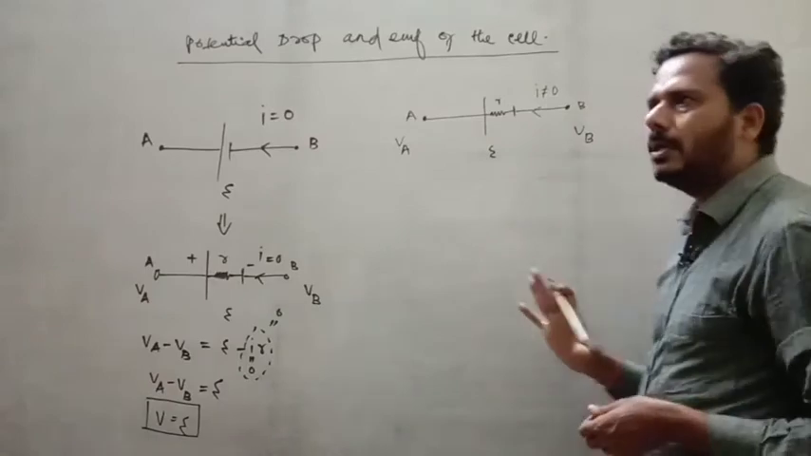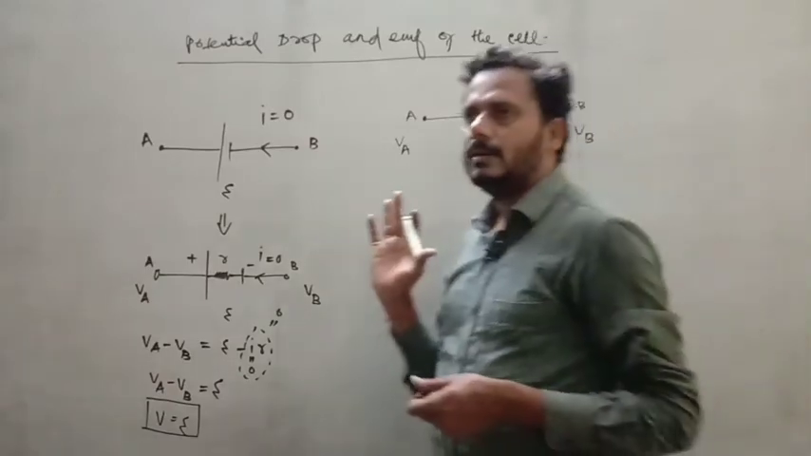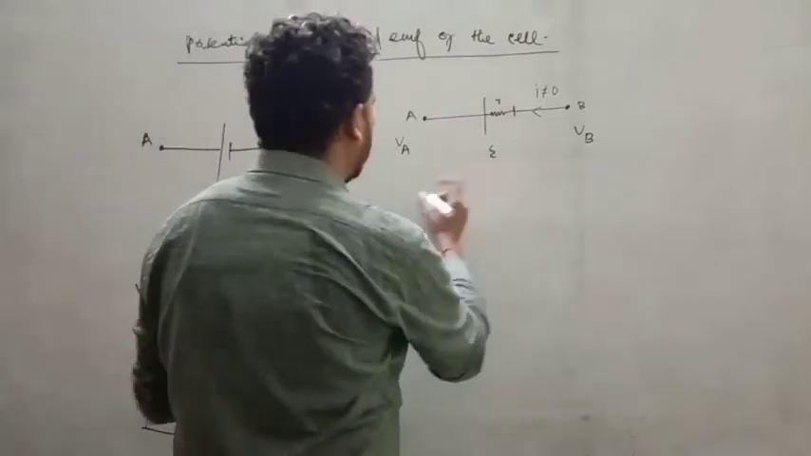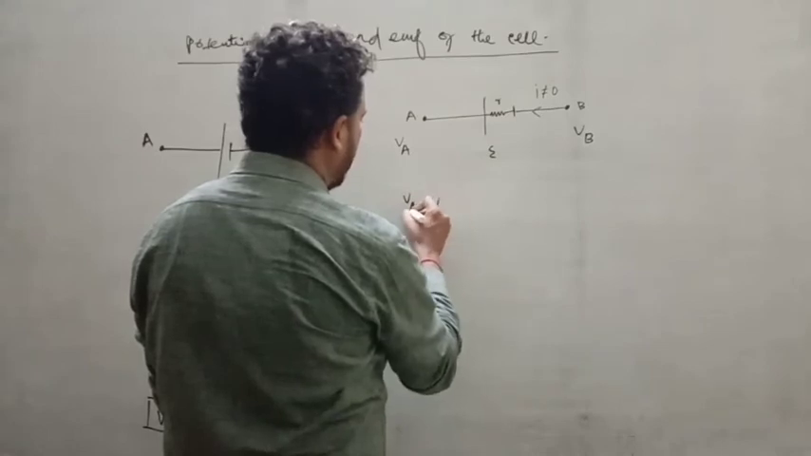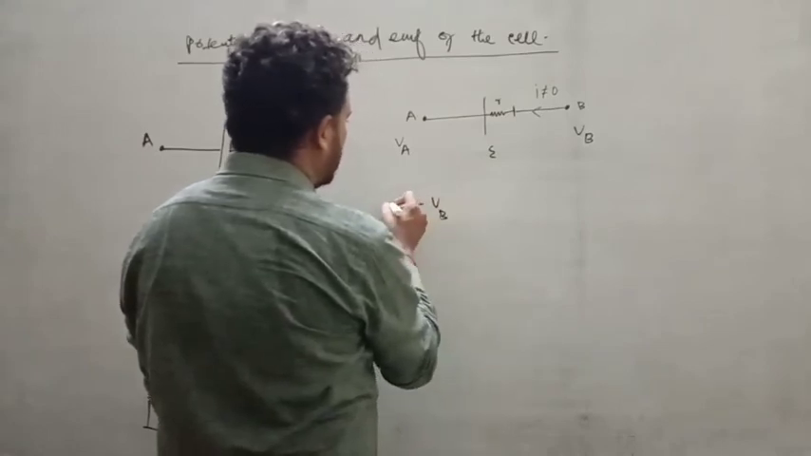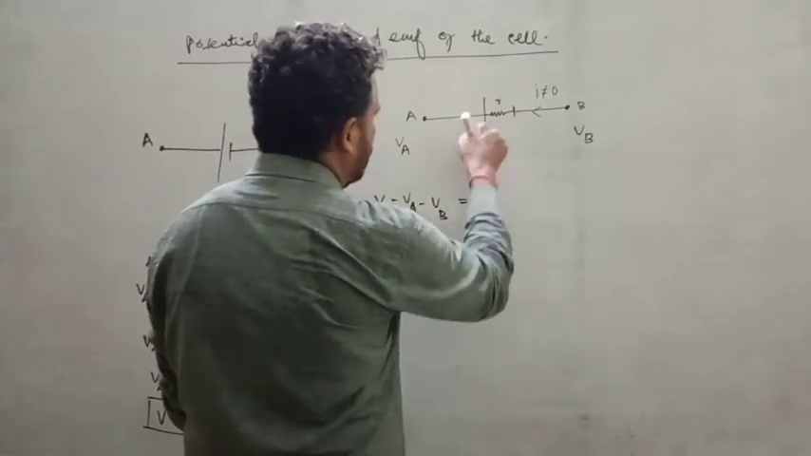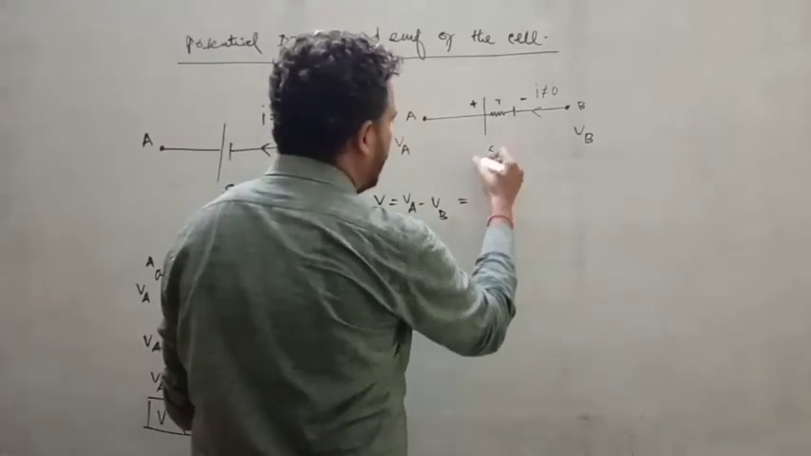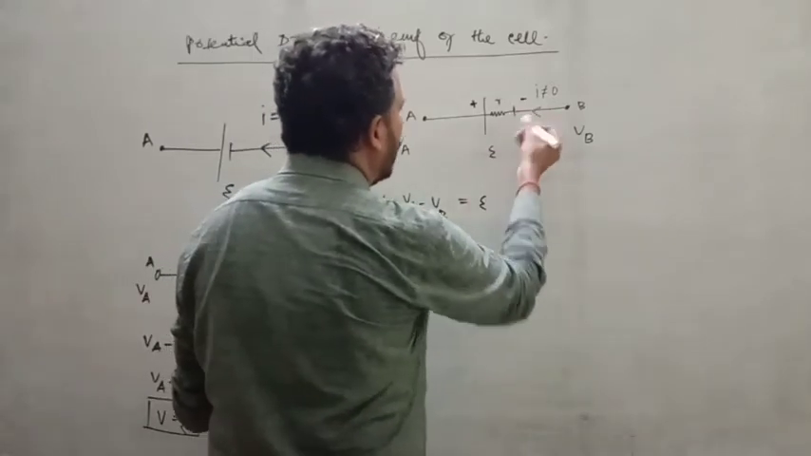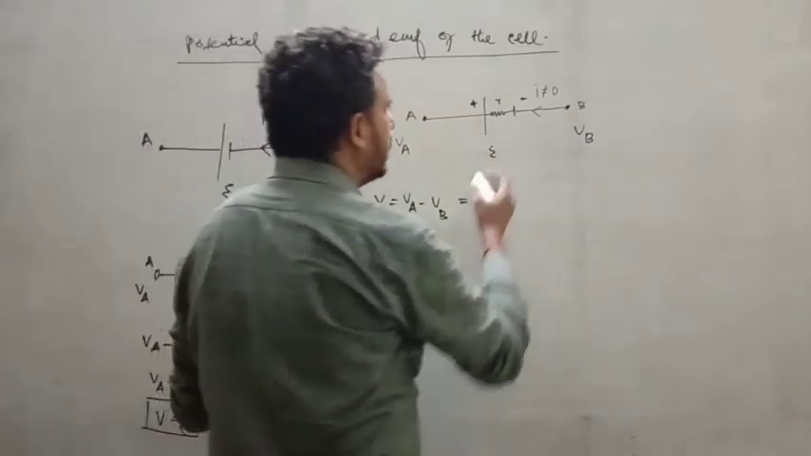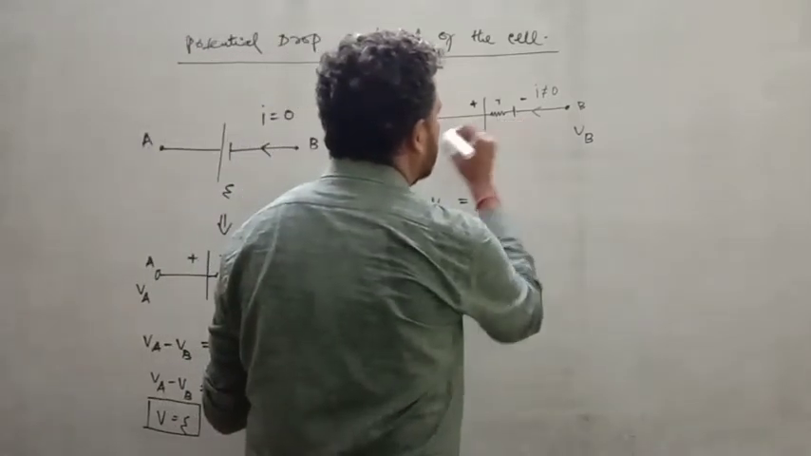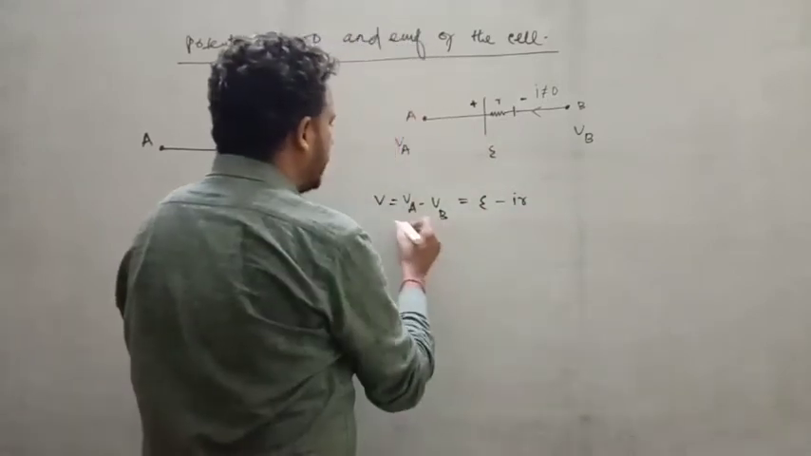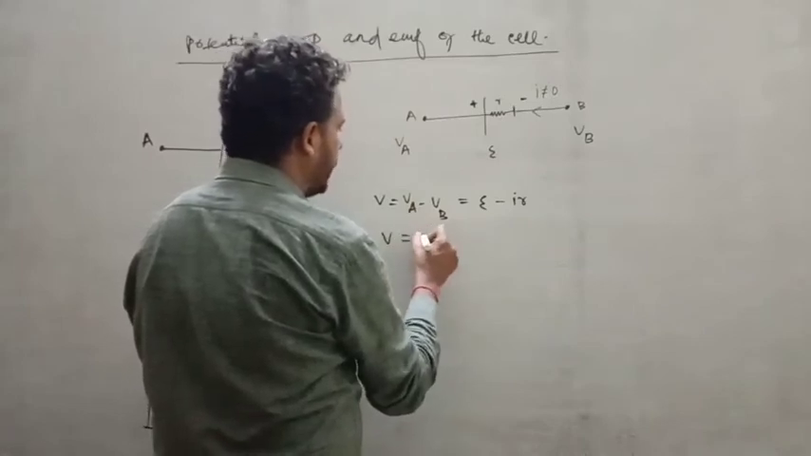Here you have to apply KVL, Kirchhoff's voltage law, that is the second law. VA minus VB, let it be V. This V is equal to, now this one is at higher potential and this one is at lower, so E will be positive, and going opposite to the direction of current, the potential drop in the internal resistance would be Ir. That means V is equal to E minus Ir.